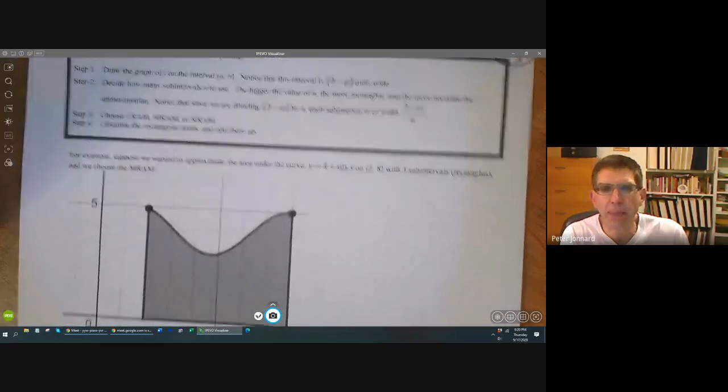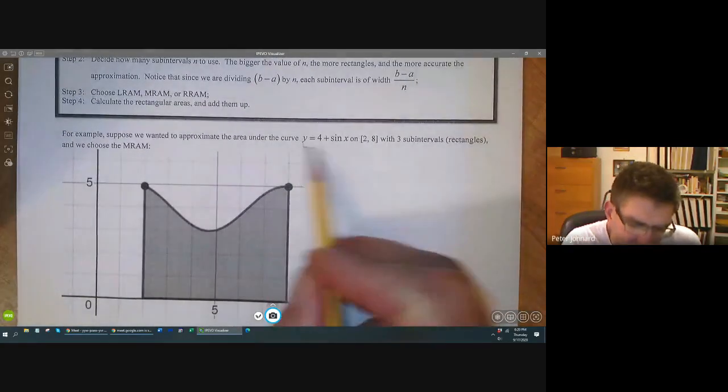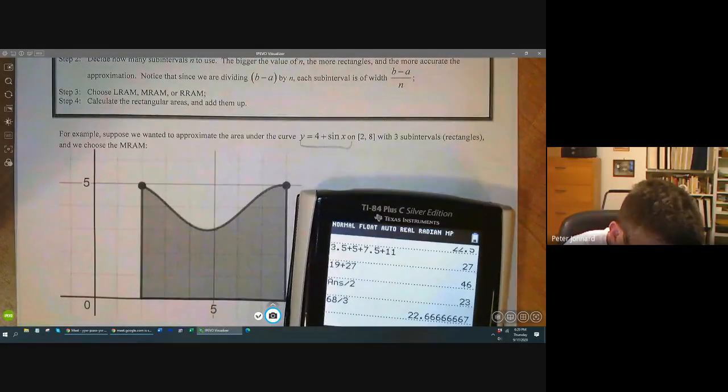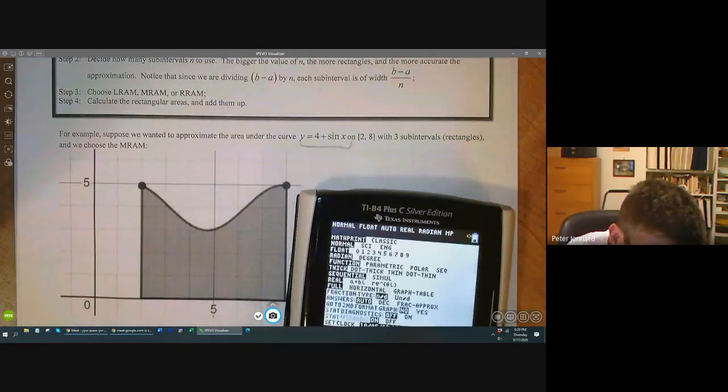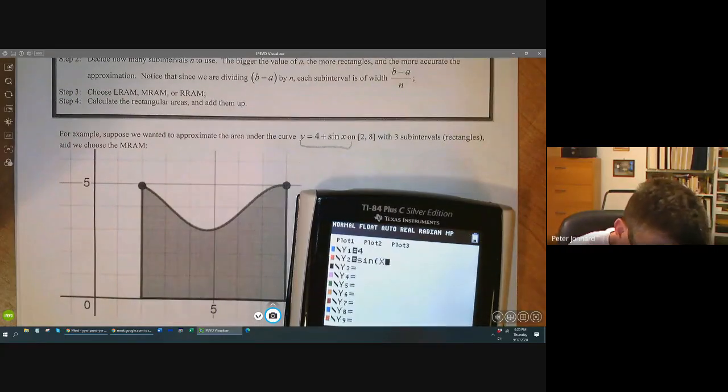So as an example, I've already drawn the graph for you using Desmos. This is the curve y equals 4 plus sine x. I want to make sure I am in radians mode for this. And let's get this in here. What is it? 4 plus the sine of x, like so.